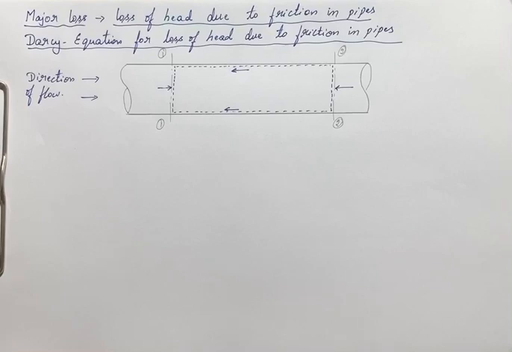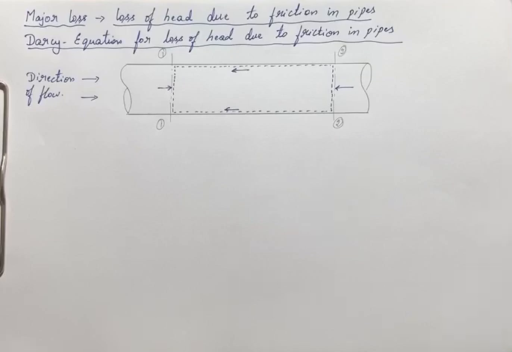Major loss occurs due to friction in pipe. That means the loss of head due to friction in pipe is considered as a major loss, because in case of a long pipe, where the long pipe here means the length is more than 1000 times the diameter, it is usually more than the loss of energy introduced due to other causes here.